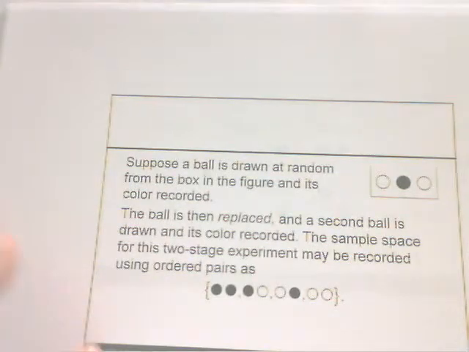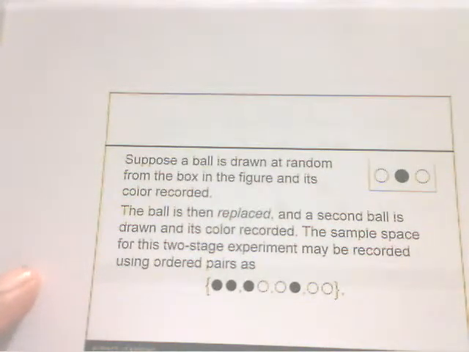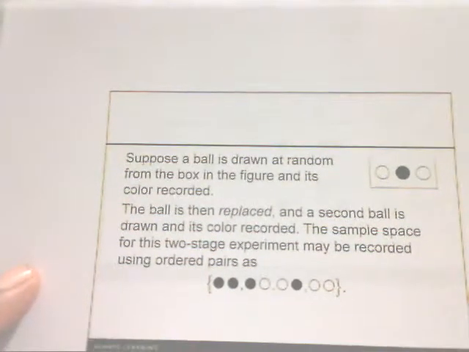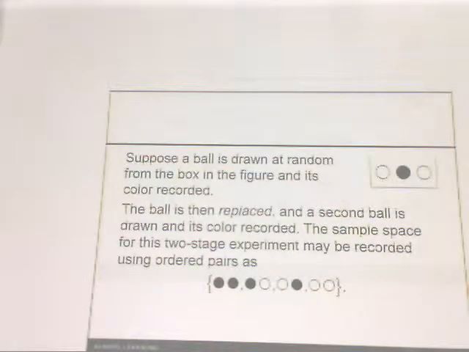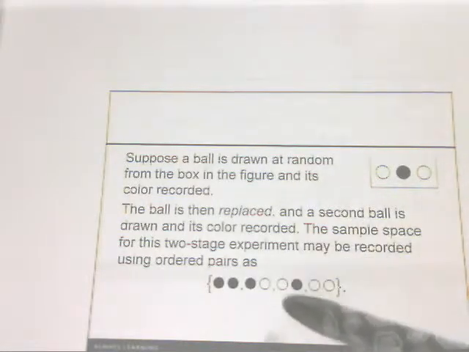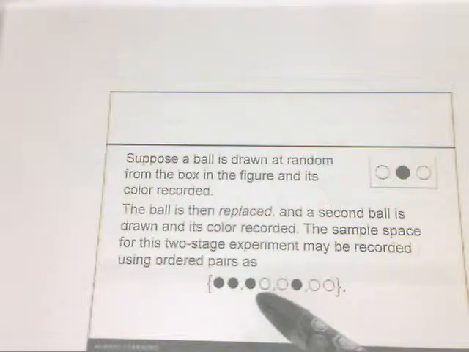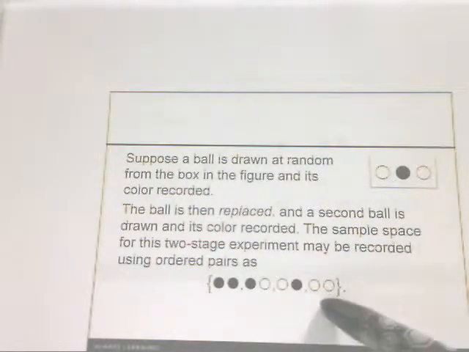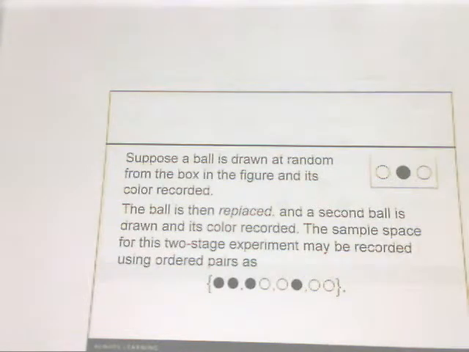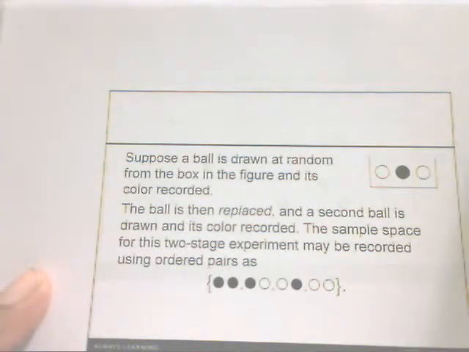Suppose a ball is drawn at random from the box in the figure and its color is recorded. The ball is then replaced and a second ball is drawn and its color is recorded. The sample space for this two-stage experiment may be recorded using ordered pairs like this: 2 colored balls, then a colored and a white, then a white and a colored, and then 2 whites. That will represent your sample space.